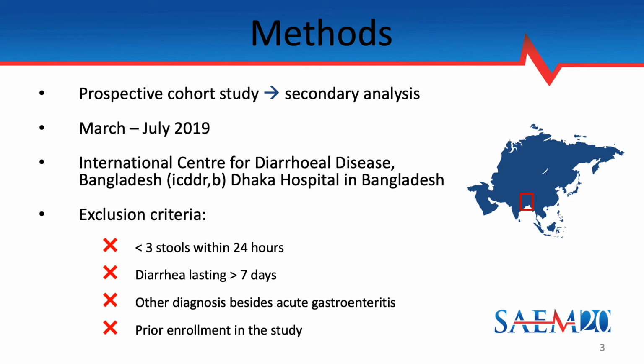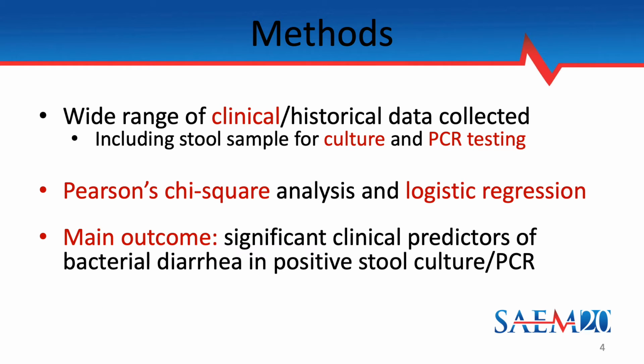Exclusion criteria included those presenting with less than 3 loose stools within 24 hours, diarrhea lasting greater than 7 days, other diagnosis besides gastroenteritis, and prior enrollment in the study. Written and/or verbal consent was obtained from the patient or legal guardian prior to enrollment in the study. Trained study staff recorded a wide range of clinical and historical data for each patient, such as mental status, blood pressure, or medications taken prior to admission.